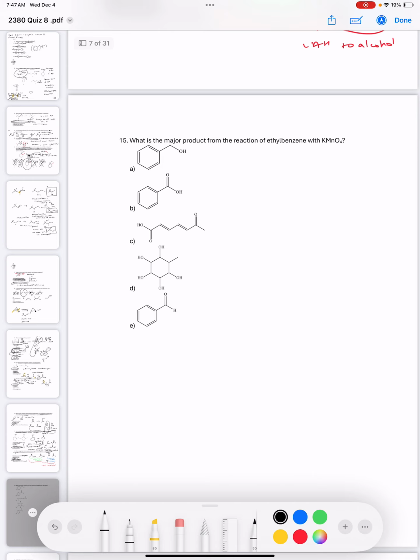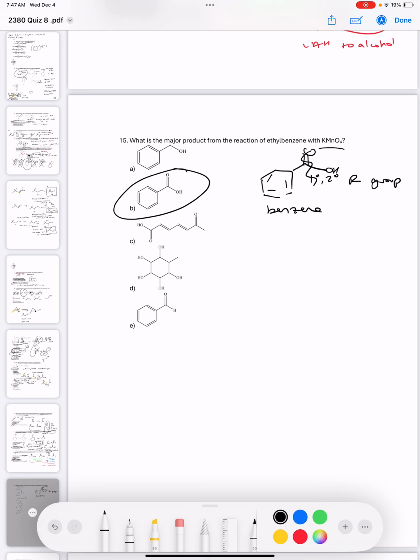Okay, 15, what is the major product of the reaction of ethyl benzene with KMnO4? I like to call this a spaghetti reaction because it doesn't really matter what is on the benzene ring. If you have a benzene ring, as long as it's a primary or secondary alkyl chain, so R group, it'll chop that off and turn it into carboxylic acid. So it doesn't matter what it is at all, it'll turn it into that. So the right answer is answer choice B.